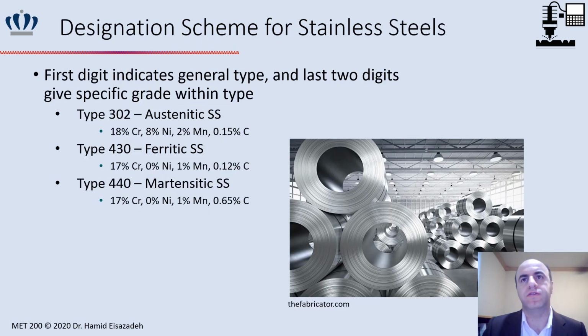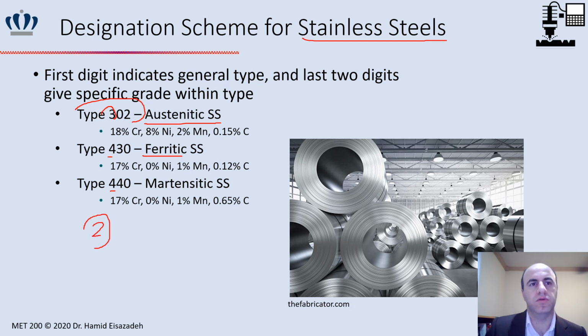Most stainless steels are designated with three digits. The first digit, for example 3, shows the general type. 3 represents austenitic, 4 represents ferritic or martensitic. Both start with 4, and then we have 2 that represents duplex.